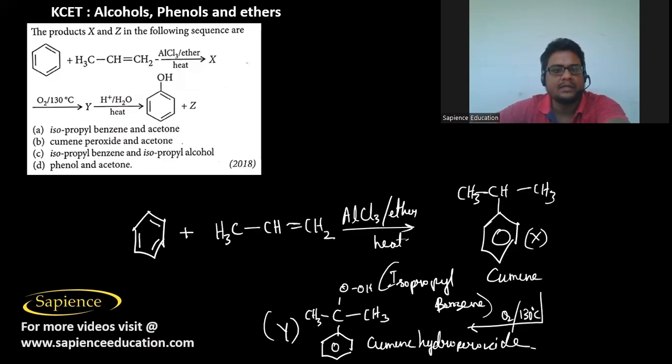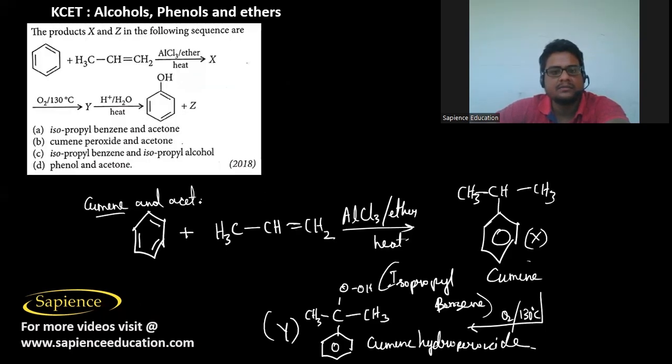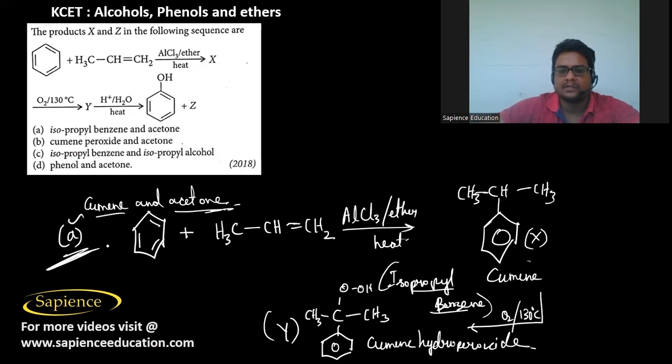So we have to identify X and Z. Cumene is X, and Z is the acetone. So cumene, or I can say isopropyl benzene, and acetone will be formed. So option A is the correct answer.